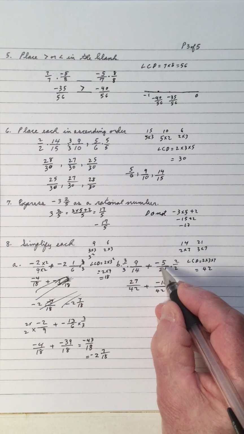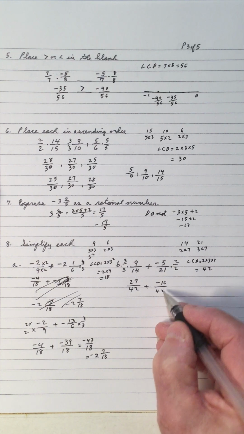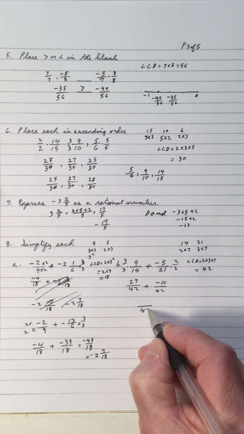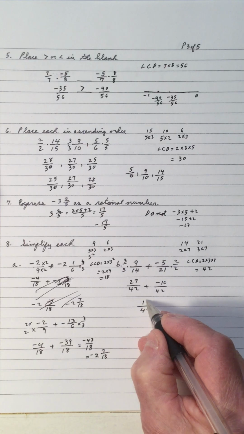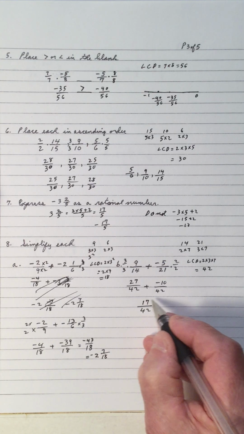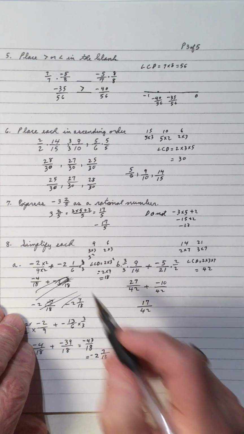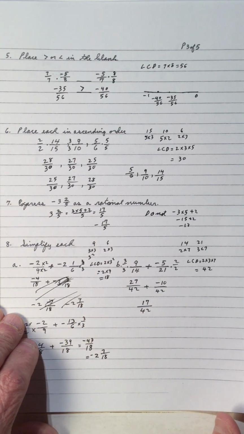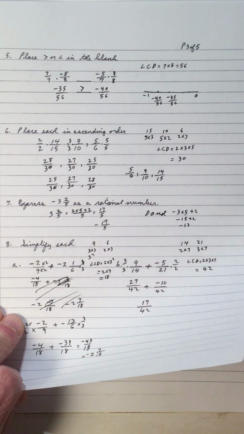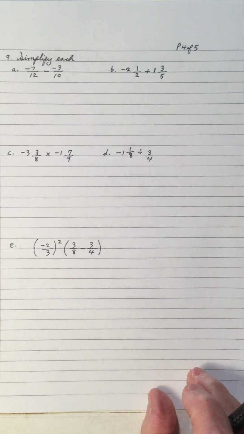And negative 5 times 2 is negative 10. Common denominator is 42. And you add these and you get 17. And this can't reduce because it's prime. Again, I would take the mixed number and change it to an improper fraction and then deal with adding the common denominator.